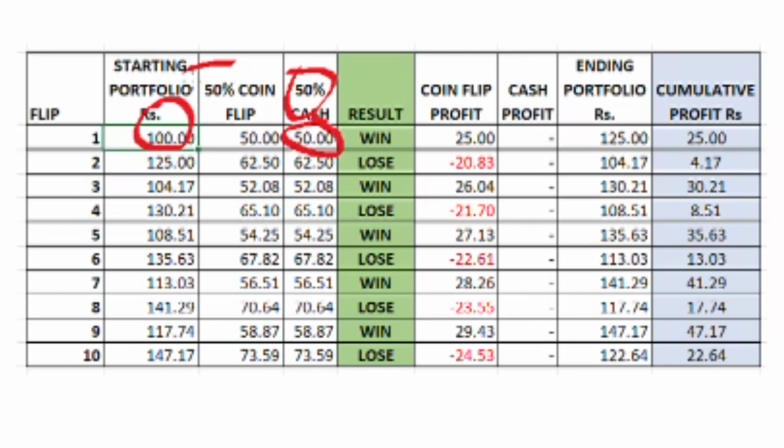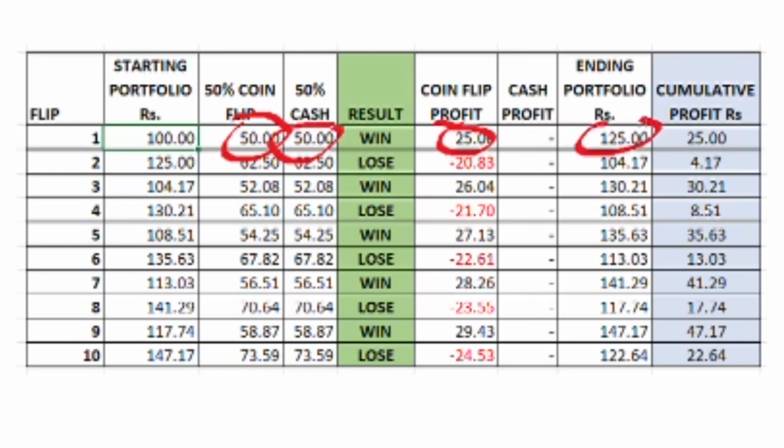And you play the game with the balance 50% or rupees 50. And you land heads. You make 50% return. So the final value is 50 plus 50 and 25, 125. So the total profit you have made is 25. Your starting value now is 125.